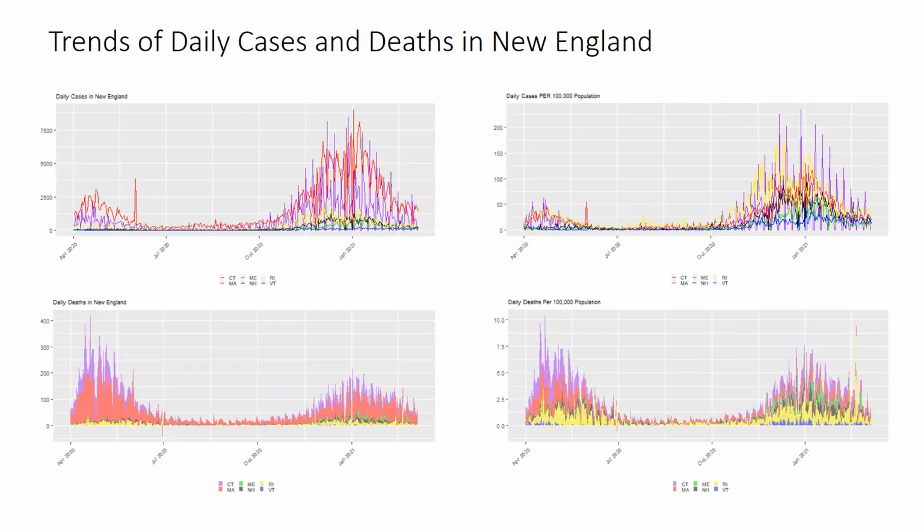Here is the comparison of the daily cases and deaths for New England's 6 states. The purple curve is for the state of Connecticut. It is on the top of all 4 graphics. Even for the graphics of the deaths per 100,000 population, Massachusetts is in red color. The case per 100,000 population is lower compared to the state of Rhode Island.